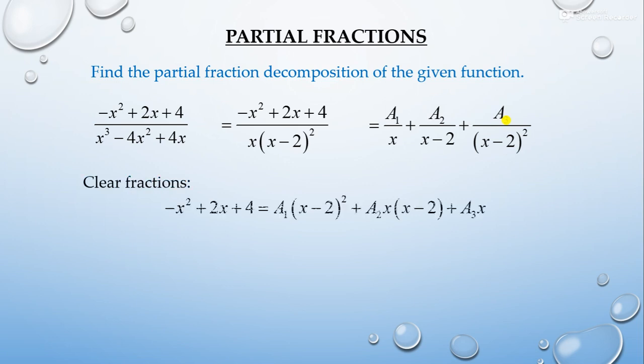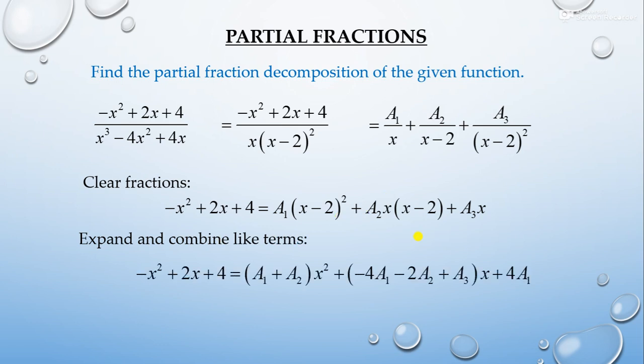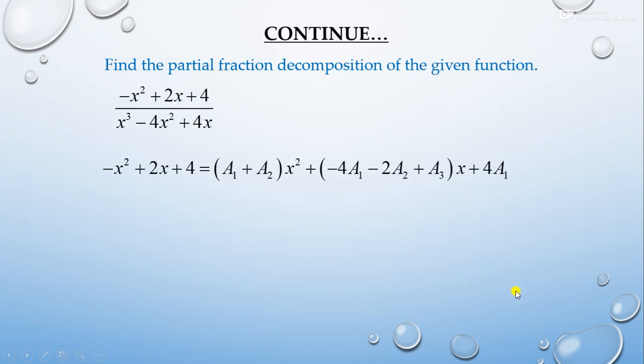First of all we clear the fractions, so it becomes minus x square plus 2x plus 4 is equal to a1, with a1 taking the LCM, we need x minus 2 whole square, plus a2 with x minus 2 and plus a3, it becomes x. Now from here we want to calculate the values of a1, a2, a3. So expand and combine all the like terms. When we combine the x square terms, it becomes a1 plus a2. When we combine the x terms, it becomes minus 4a1 minus 2a2 plus a3. And when we combine the constant terms, that becomes 4a1. Now solve it for a1, a2, a3.